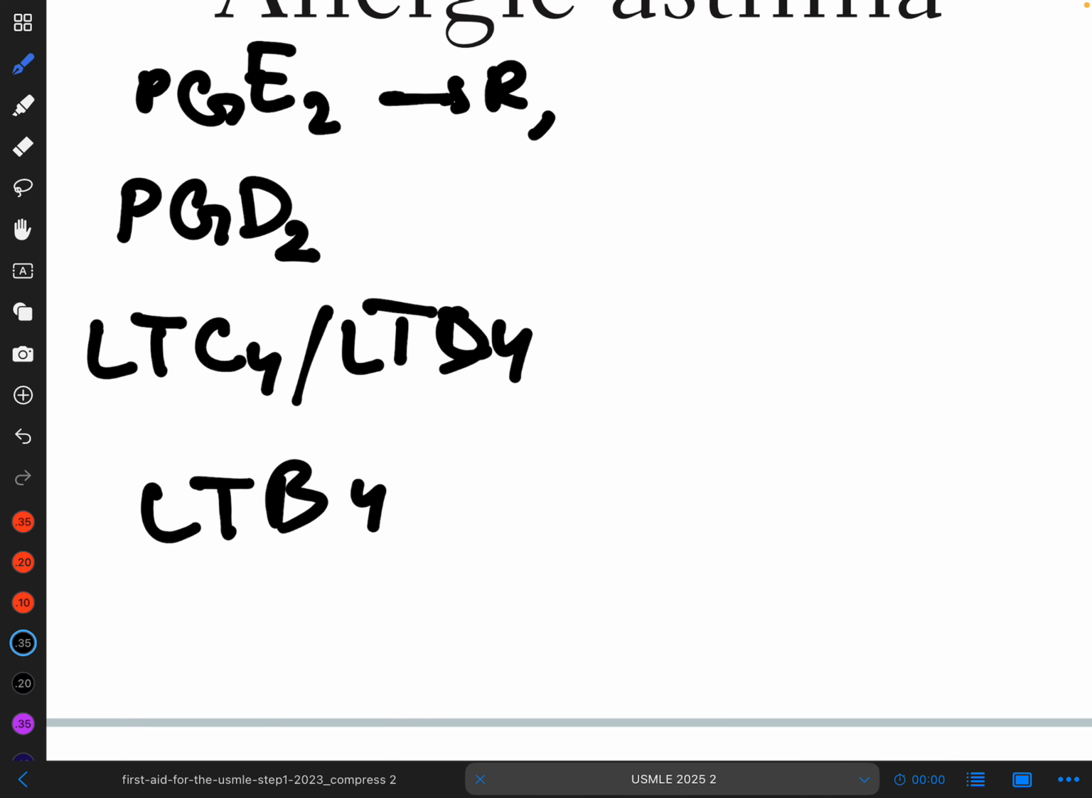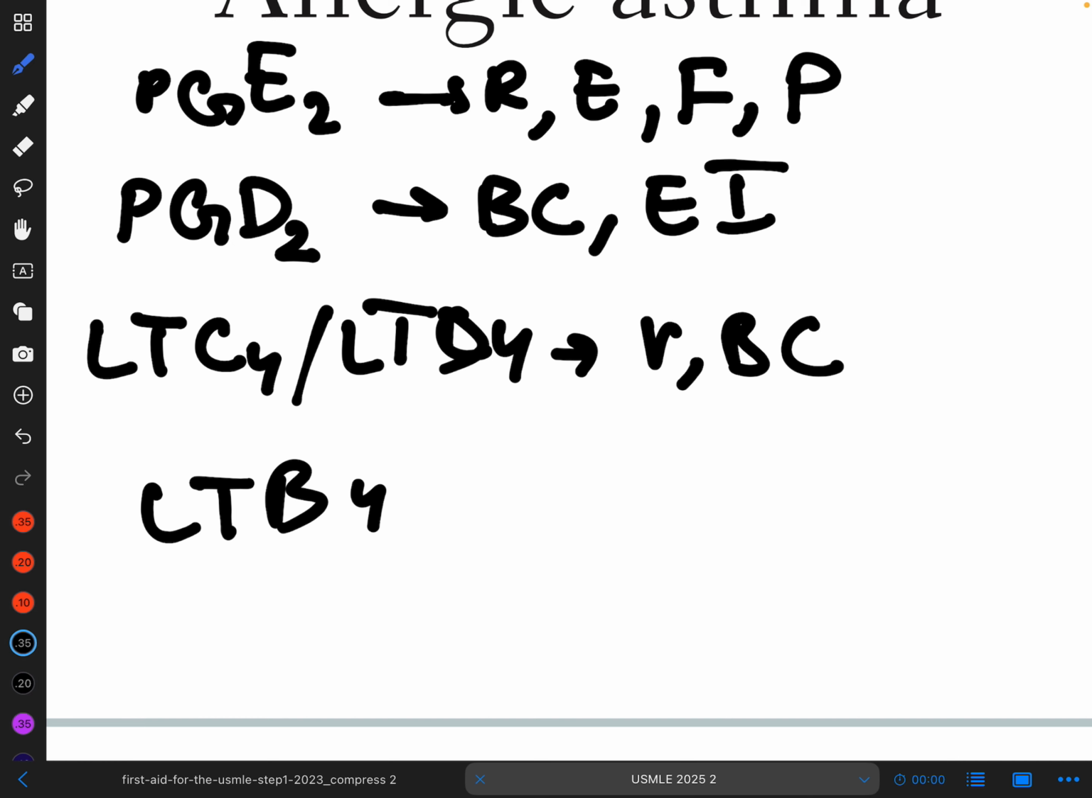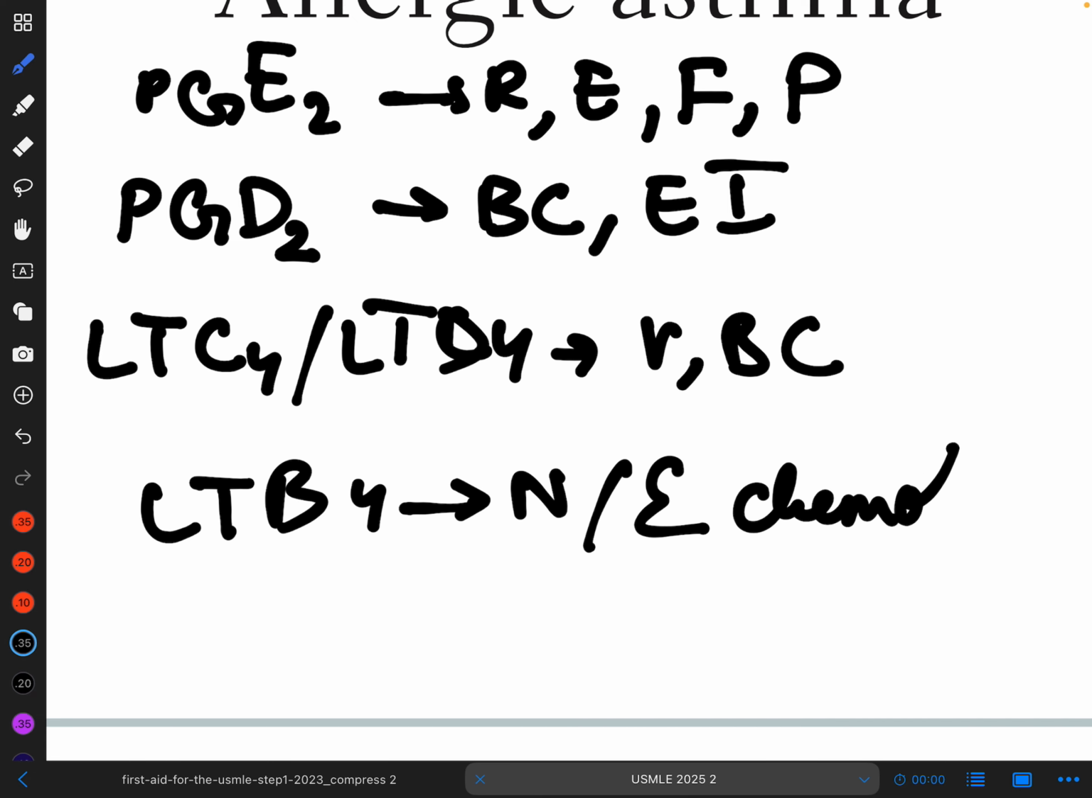What you guys know, the prostaglandins are going to do redness by vasodilation, edema by increasing the permeability, fever by acting on the hypothalamus, and pain by acting on the nerves. And prostaglandin D2 will do bronchoconstriction and eosinophilic infiltration, and leukotrienes are going to do vasodilation and bronchoconstriction. Also leukotriene B4 is going to do neutrophil and eosinophil chemotaxis. Those are the mediators and their effects.